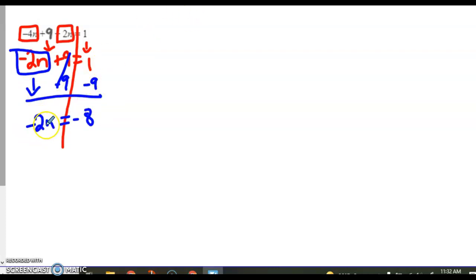And we're still trying to get rid of the -2. Right now it's -2 times n. So the opposite is to divide. We are not going to add 2 to each side. We could only add 2 if it said 2 minus n or n minus 2. The sign would have to be between the number and the letter. Since there's no sign between them, we know we're multiplying. So the opposite of that is to divide. So -8 divided by -2 is a +4.